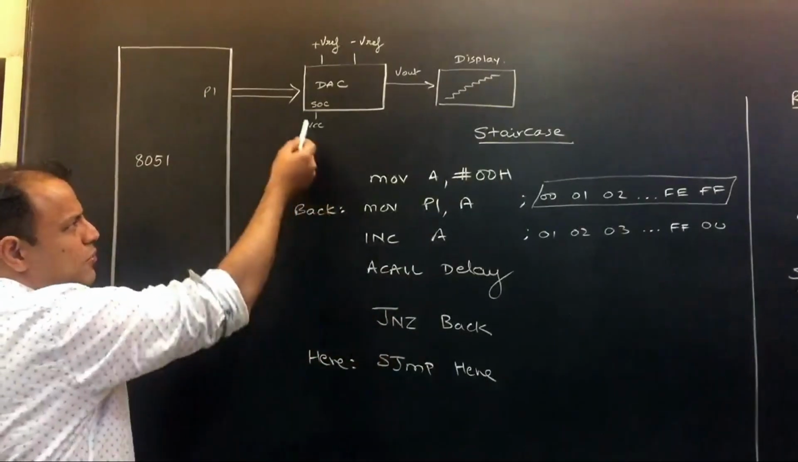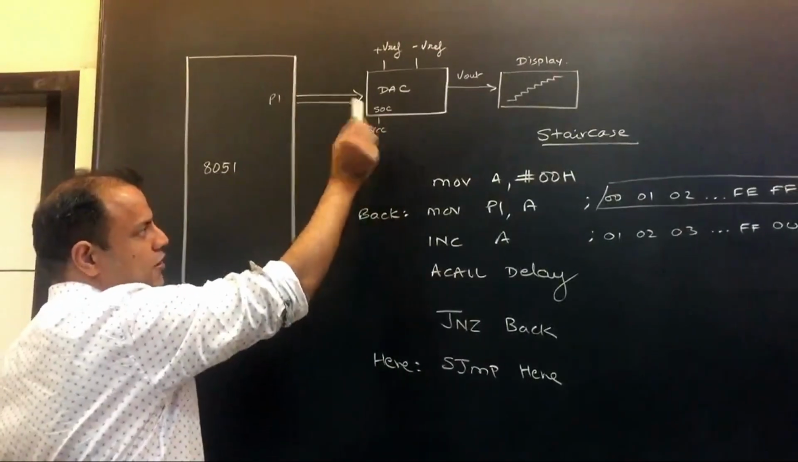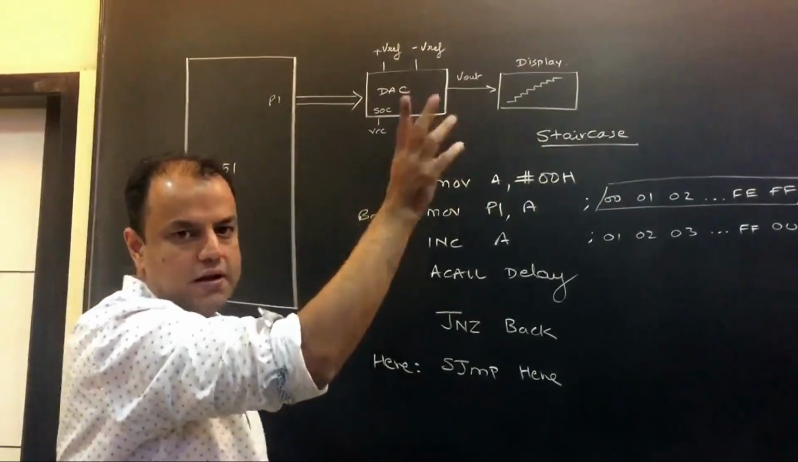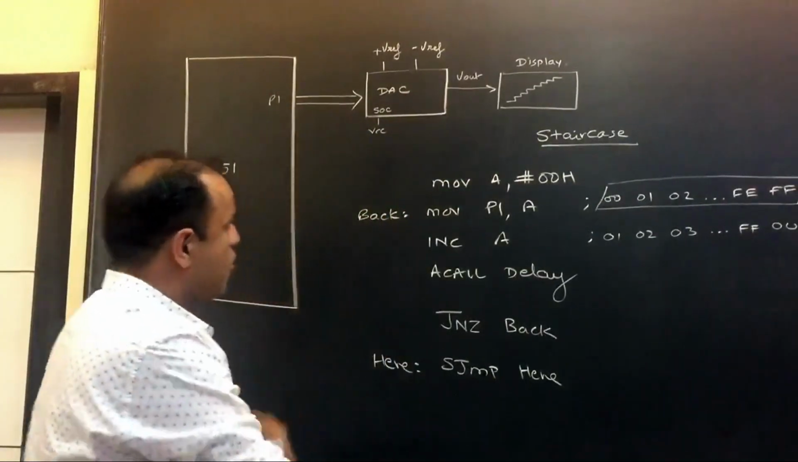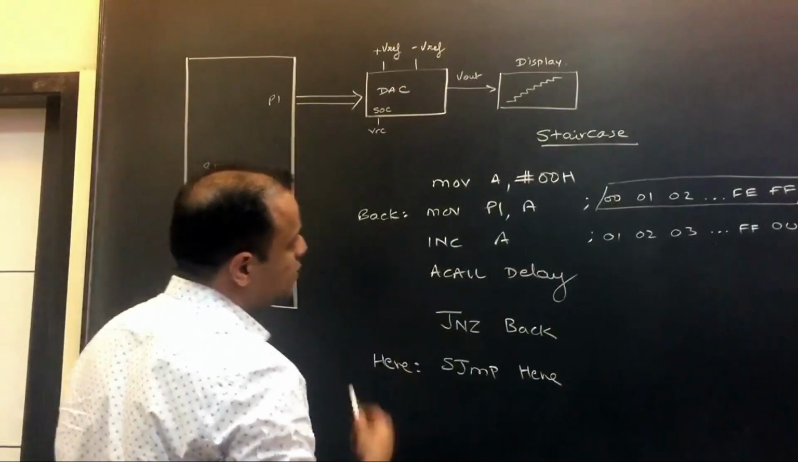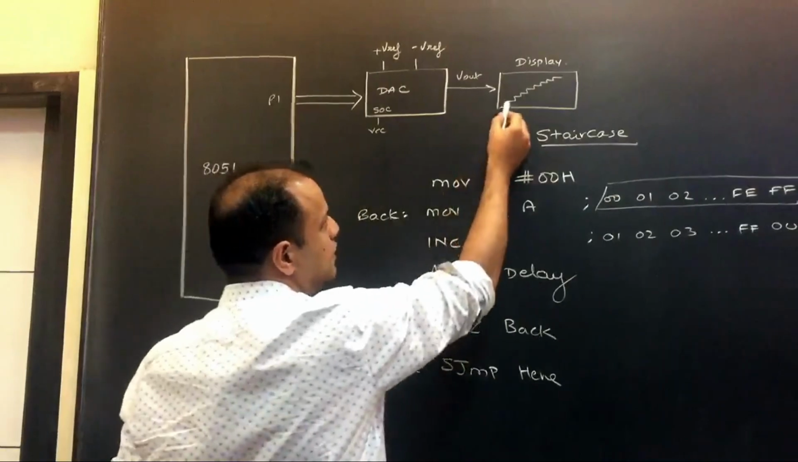This is a simple program, not really required, there's nothing extra that you're doing. So keep it VCC, that means permanently started. That means the moment you put any data, it will convert and give the output. Now, to display a staircase, this is how a staircase looks like.